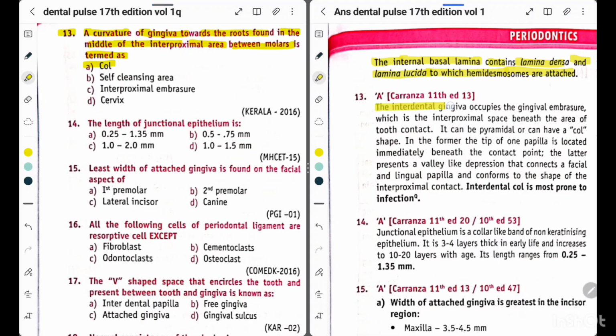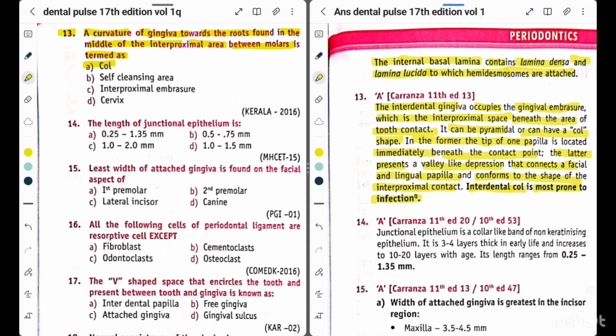Explanation: the interdental gingiva occupies the gingival embrasure, which is the interproximal space beneath the area of the tooth contact. It can be pyramidal or can have a col shape. In the former, the tip of the papilla is located immediately beneath the contact point. The latter presents a valley-like depression that connects a facial and lingual papilla and conforms to the shape of the interproximal contact. Interdental col is most prone to infection.